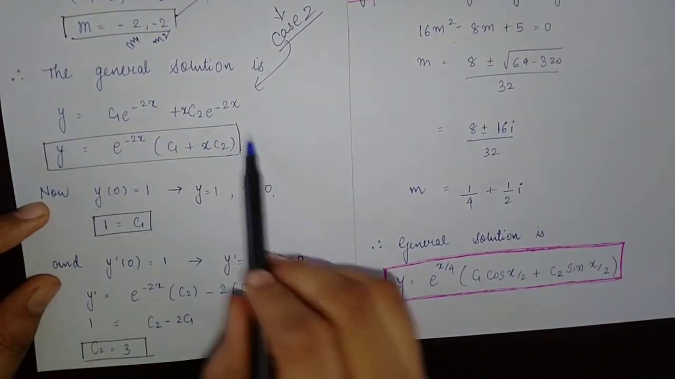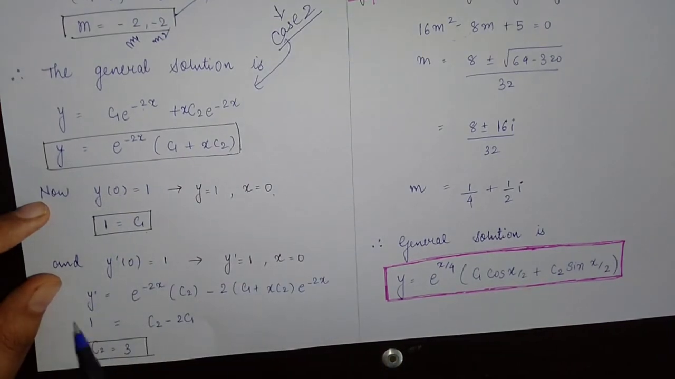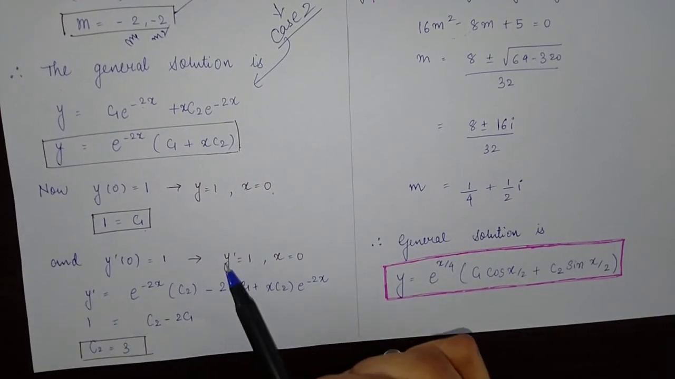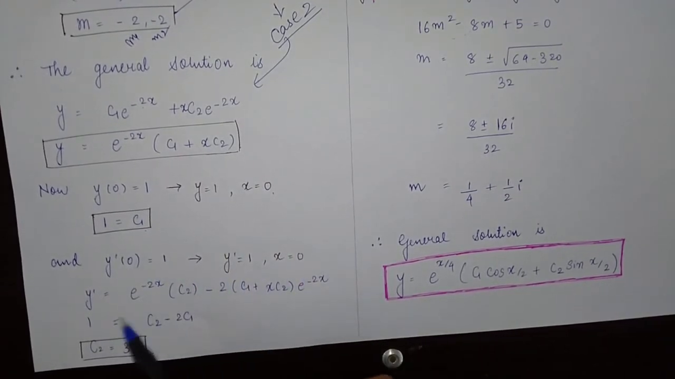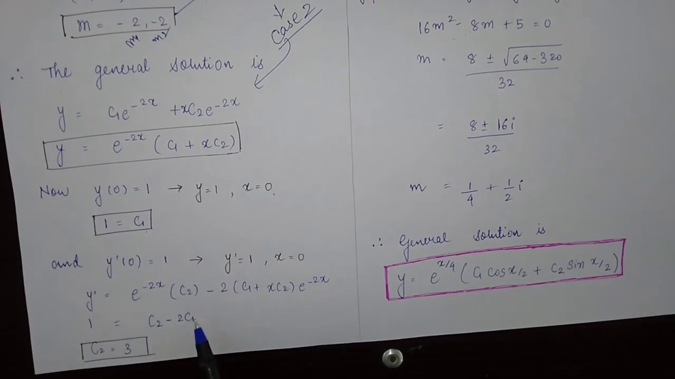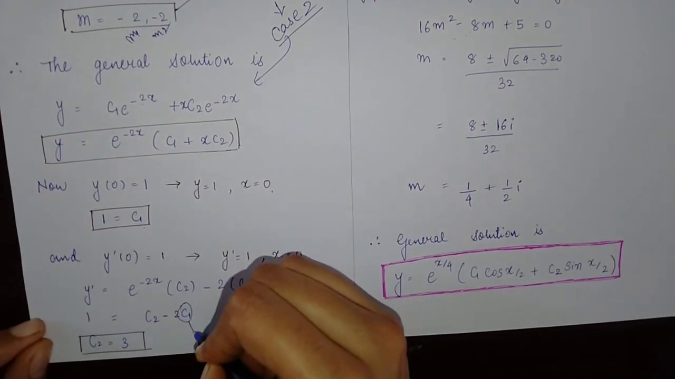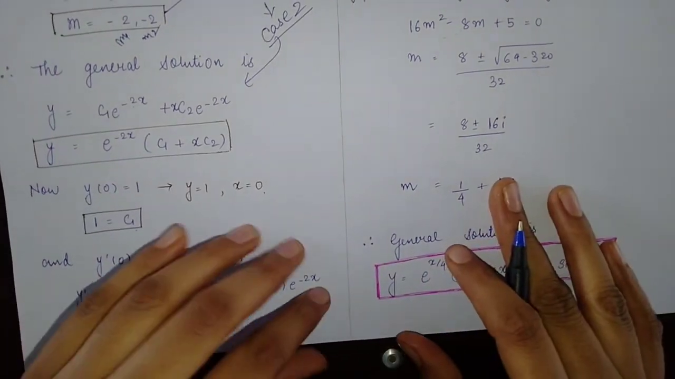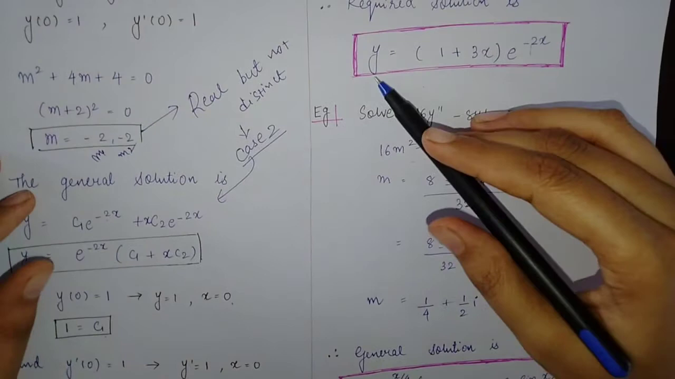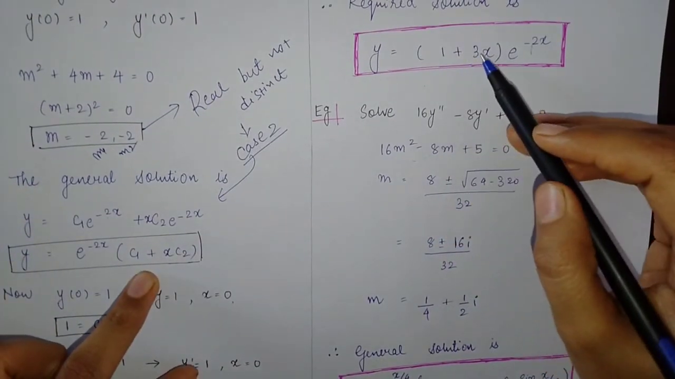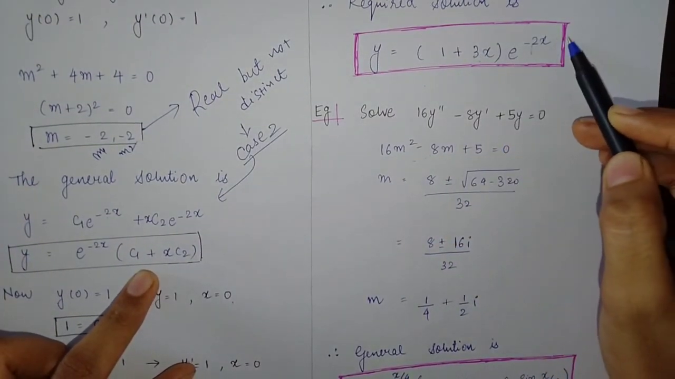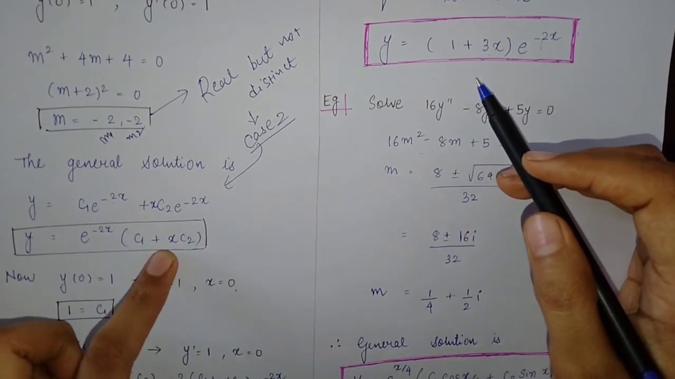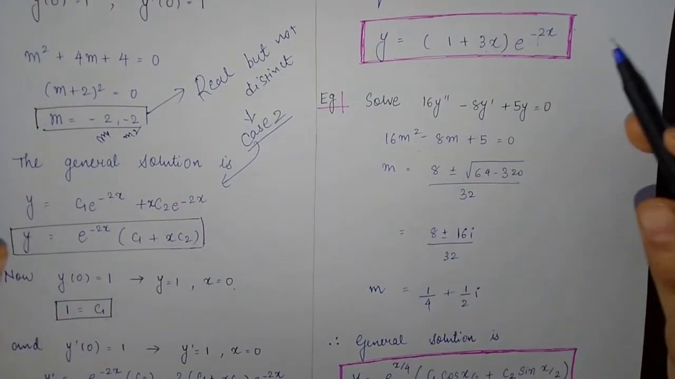So what will be y dash? It means I have to differentiate this term. Then I will get y dash. Then putting the values, that is y dash is 1 and x is 0, if you put the values you will get this term. But c1 is again 1, so you will get c2 equal to 3. So the final solution will be y equal to (1 plus 3x) e raised to minus 2x. That is, I have substituted the values of c1 and c2 in this equation. Okay, so I got the final answer.